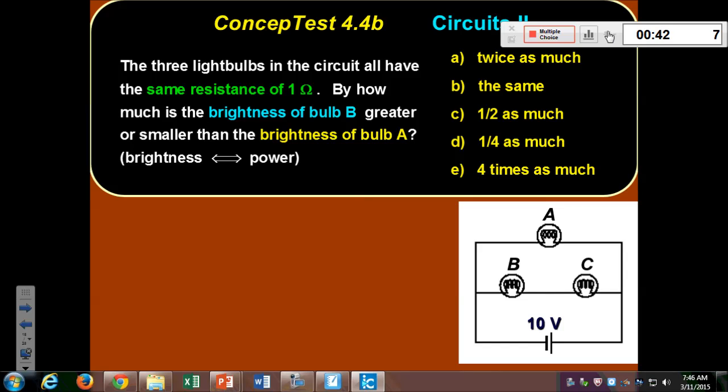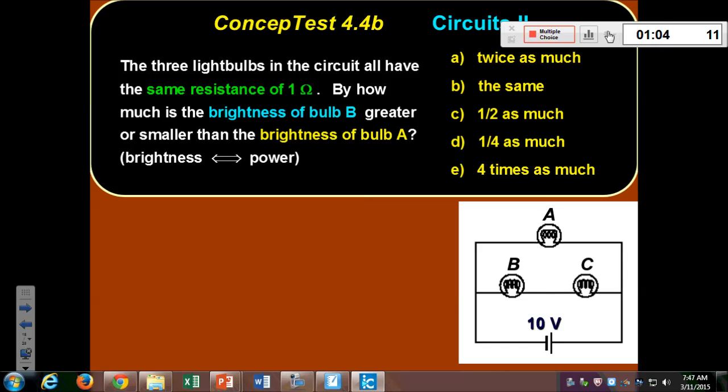I know each of these branches has 10 volts across it, right? So what's the voltage here? What's the voltage here? Right, these two share 10 volts. So I have 5 volts and 5 volts. I want to know how much is the brightness of bulb B compared to A. Is the brightness of bulb B, first of all, brighter or dimmer? Which is it? It's dimmer, right?